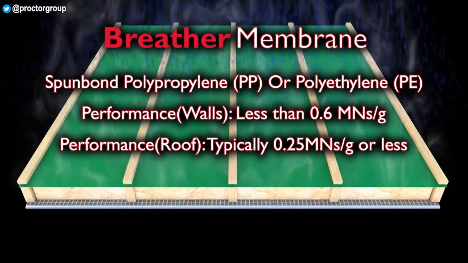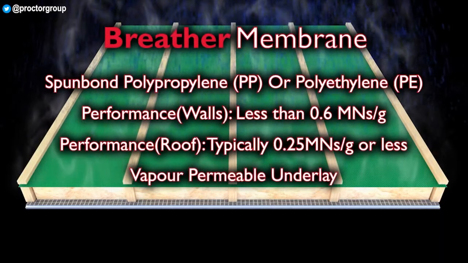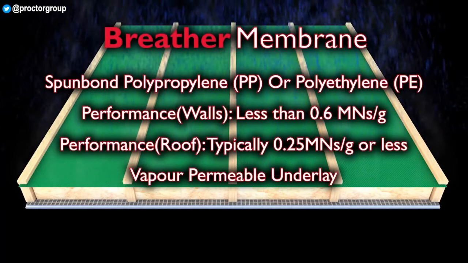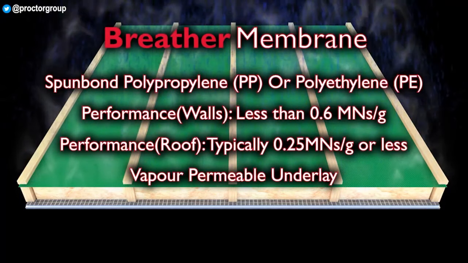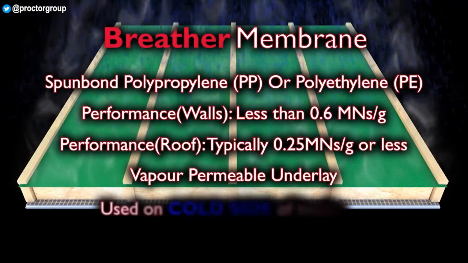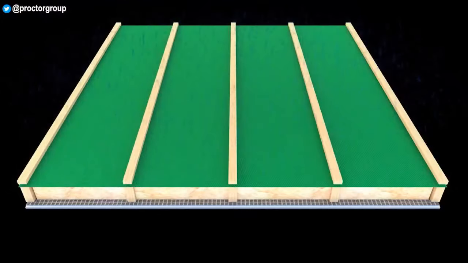Breather membranes used in roofing applications are typically referred to as vapour permeable underlays, and vapour permeable underlays can either be airtight or air open, which will have an effect on the ventilation requirements of the finished roof. Vapour permeable membranes are always used on the cold side of the insulated envelope. In the UK, that's nearly always the outside of the building.